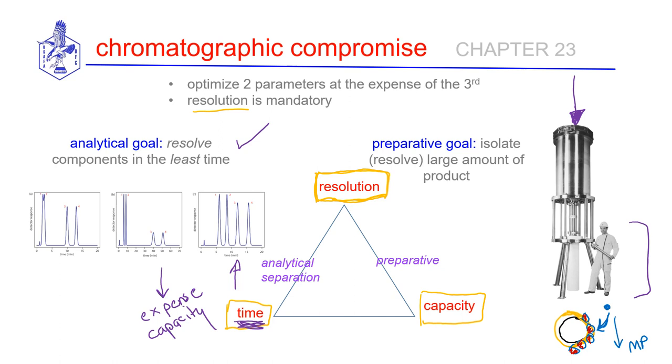So in that case, the goal of my separation is resolution and capacity. I need to put a ton of material on my column. I must have a lot of stationary phase and capacity on my column. So when I carry out that separation for preparative purposes, I do so at the expense of time. It's going to take a really long time to put a large quantity of sample on this massive column that has huge capacity.